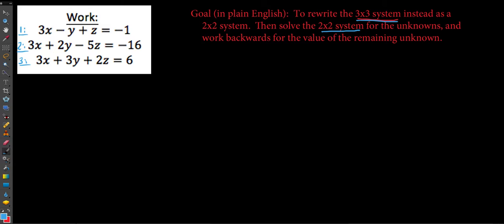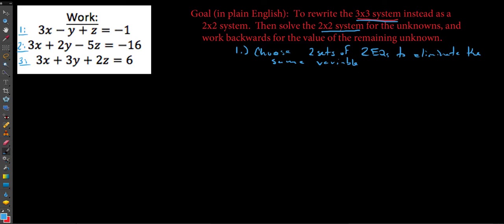So in terms of our first step that we're going to take here, what we're going to do is choose two sets of two equations to eliminate the same variable from. So this looks like it would make sense. It doesn't really sound like it makes sense. Let's take a look at what I actually mean here.